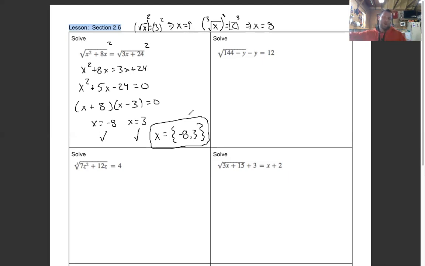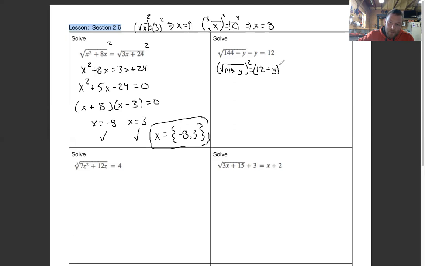So what I'm saying is everything has to be on one side. That would be like this one. I can't square it yet because I have this minus y. I need to move it over, then I can square it. So let's go ahead and move that over. 144 minus y is equal to 12. And since it's minus, I'm going to add it, 12 plus y. Now I can square both sides.